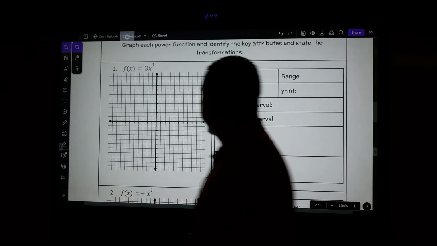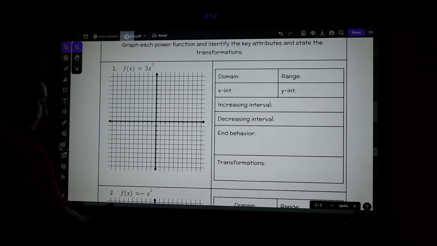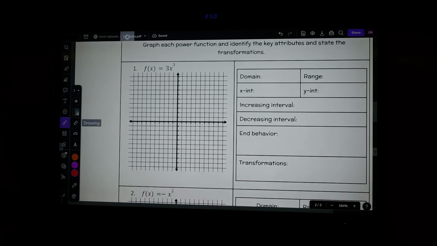Okay, now you don't have a calculator, so we need to know how to graph. And I've said this many times already, when you don't know how to graph that, you put a little table. It doesn't take long, I promise you. I know we're not comfortable with tables, like we don't like to do them. I feel like we think that they just take too long, but they really don't.